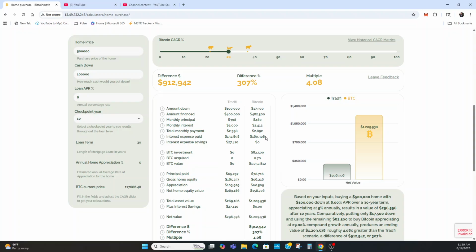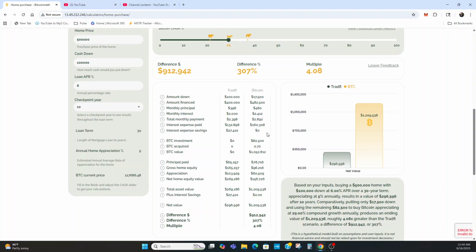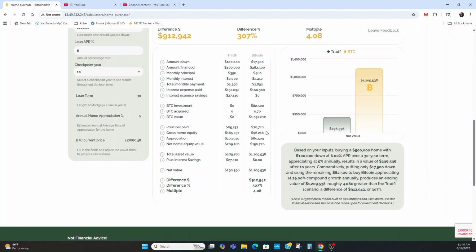And if we go to the next set of line items, over the course of this 10-year checkpoint period we're looking at, yeah, you're going to spend more on total interest as well because, well, you borrowed more, therefore you're paying interest on a larger amount of money. But now let's move to the next section, because in the traditional scenario, you didn't have any money left over with your 100 grand because you put it all into the house.